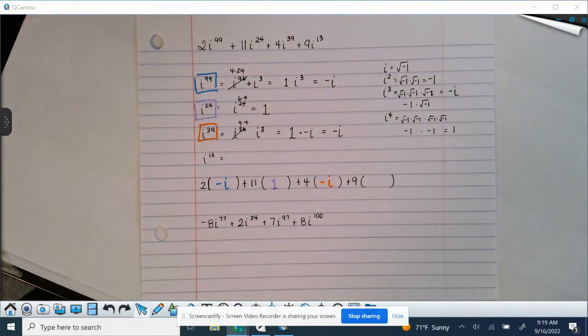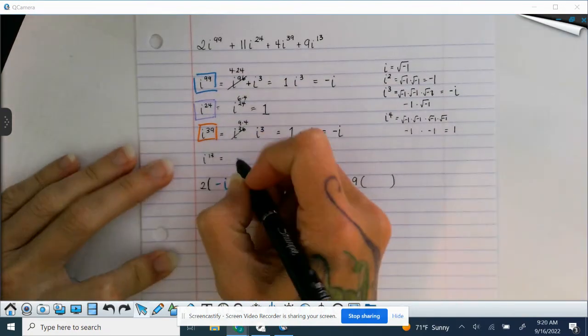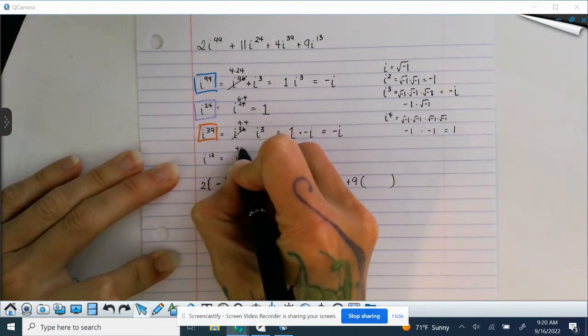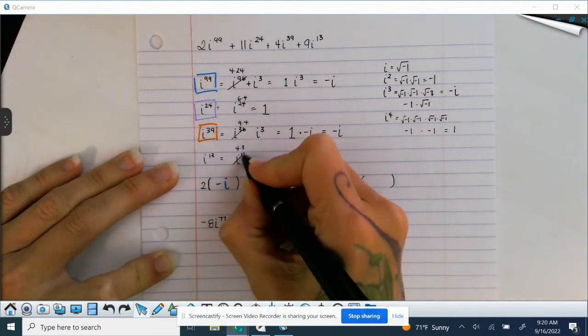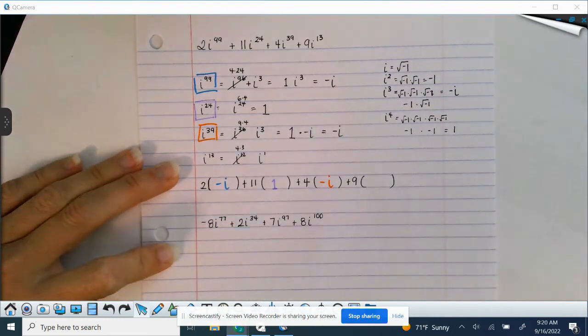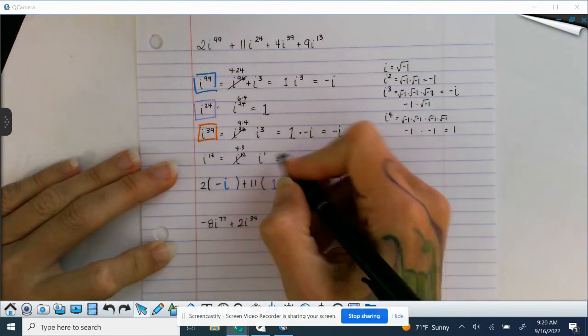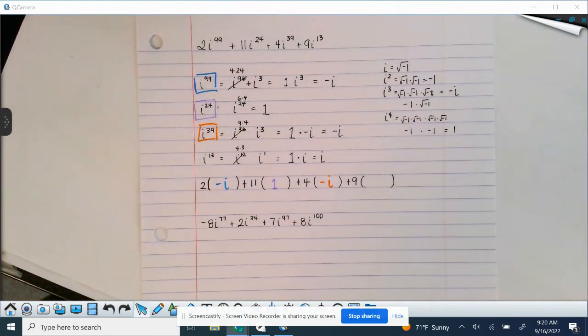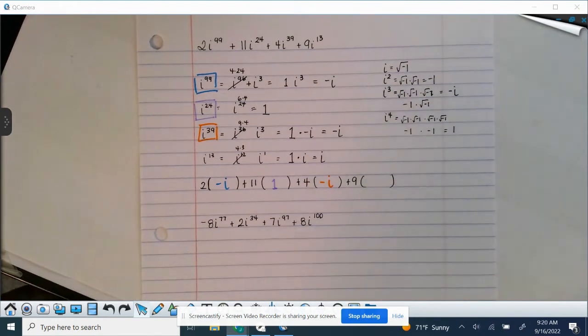If we look at i to the 13, 4 will go in there 3 times, so it'll be i^12, because 4 times 3 gives me 12, so that's going to turn into a 1. And then left over from that 12 is just i, the 1 power, which is i. So then we have 1 times i, which just gives us i. And so the 4th one is going to be just i.